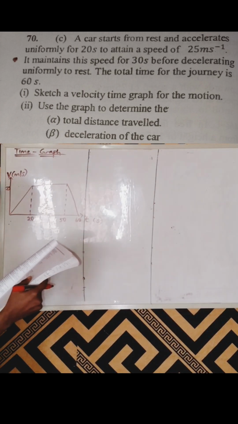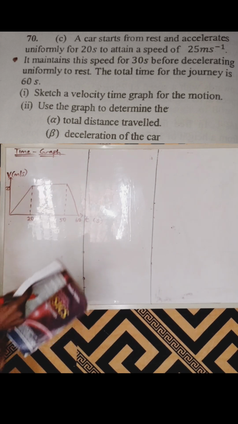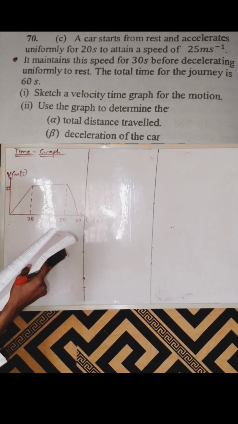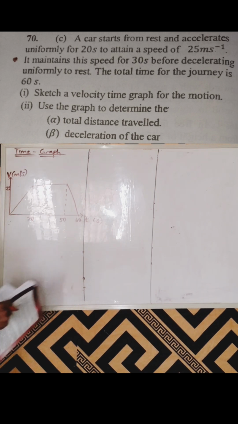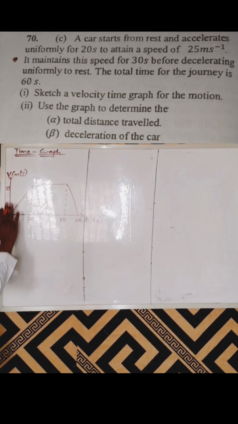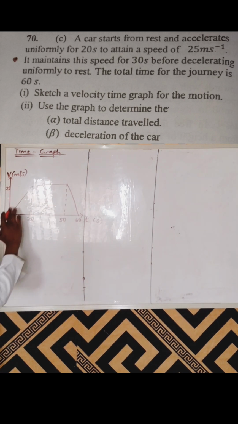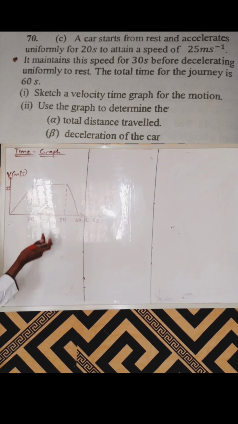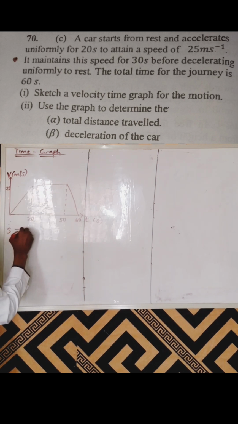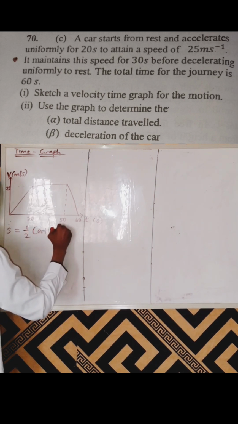They say we should, number one, sketch the velocity time graph. I've done that already. Now the next one, they say we should calculate the total distance traveled. This is actually the simplest. To calculate the total distance traveled in a VT graph, you just calculate the area of the shape that is formed. The area of this shape is a trapezium. So the distance is going to be what? Area of the trapezium, which is half bracket A plus B close bracket H.